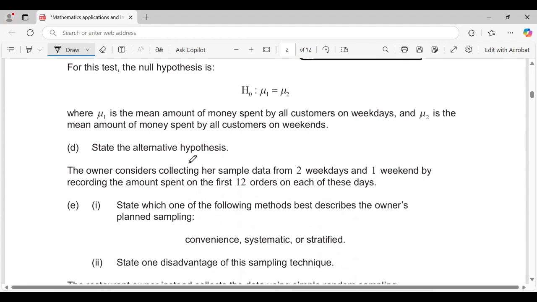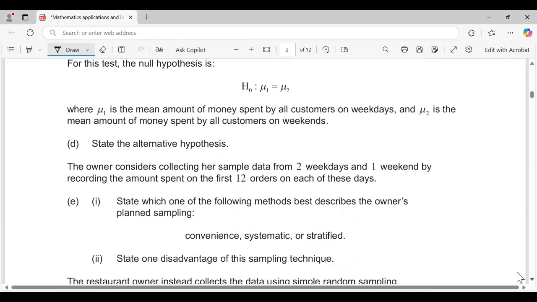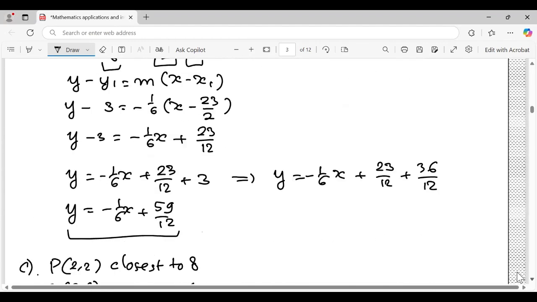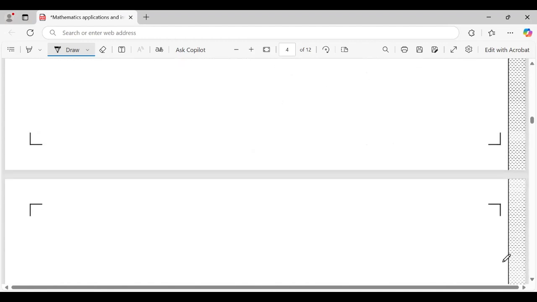State the alternative hypothesis, HA or H1. H0 already, and then HA or H1 is mu 1 less than mu 2. And this is a one tail test. Okay, next, E.